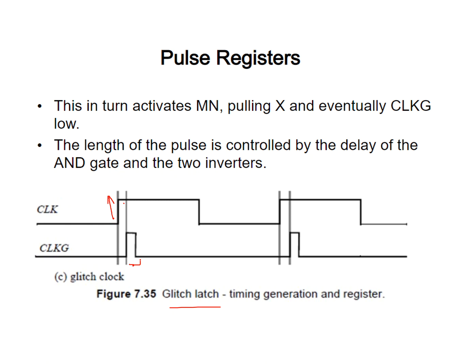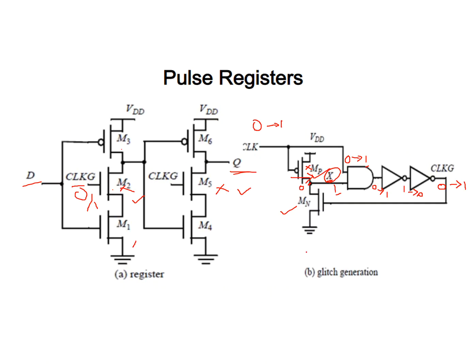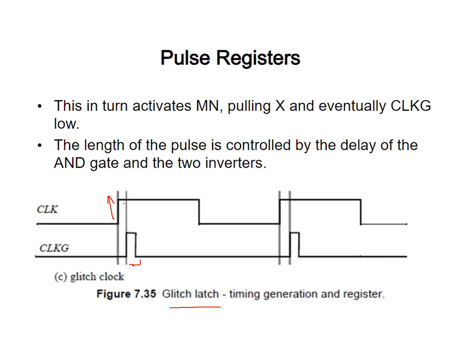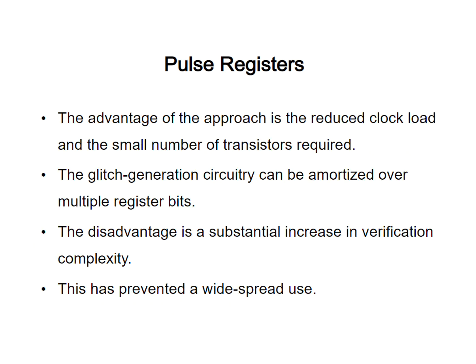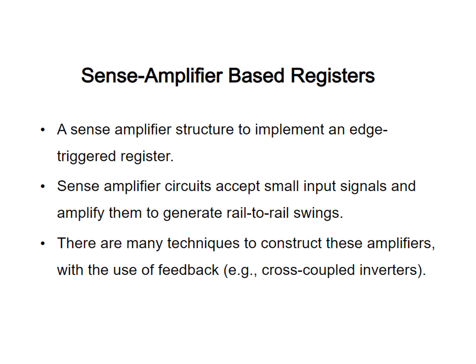That is what we can represent as a pulse generation circuit, which we can call glitch generation. The length of the pulse is controlled by the delay of the AND gate and the two inverters. The advantage of this approach is the reduced clock load and the small number of transistors required, and the glitch generation circuitry can be amortized over multiple register bits. The disadvantage is a substantial increase in verification complexity, and this has prevented widespread use.